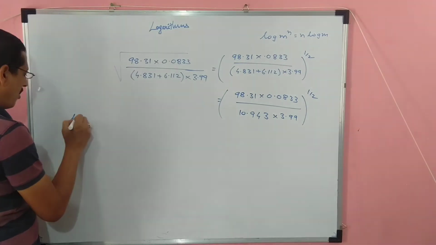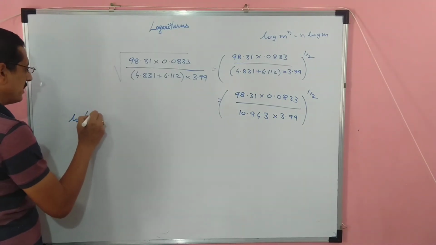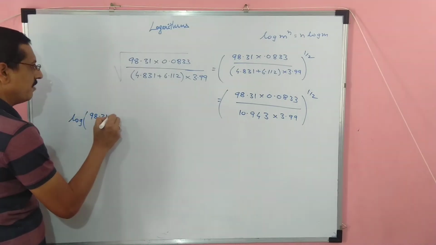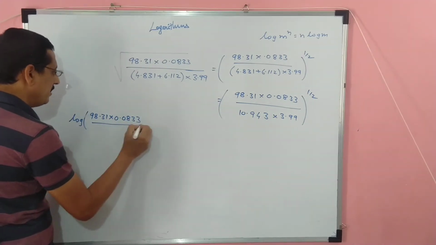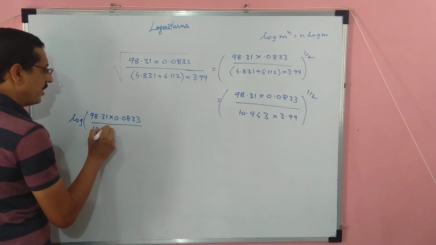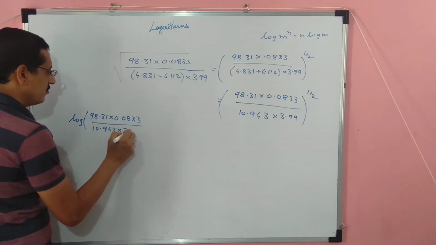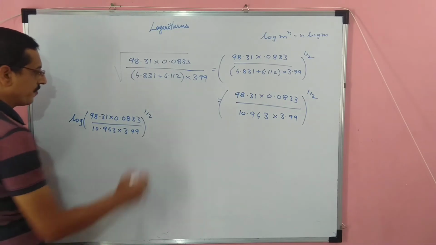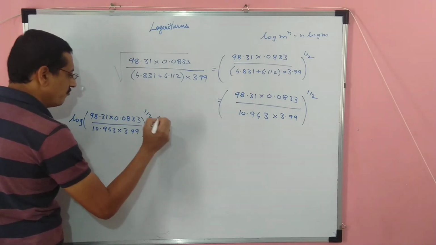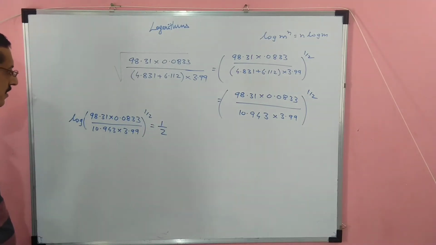I will say log of 98.31 into 0.0833 divided by 10.943 into 3.99 raised to power 1/2 is nothing but equal to 1/2. आगे लेते हैं, ठीक है.